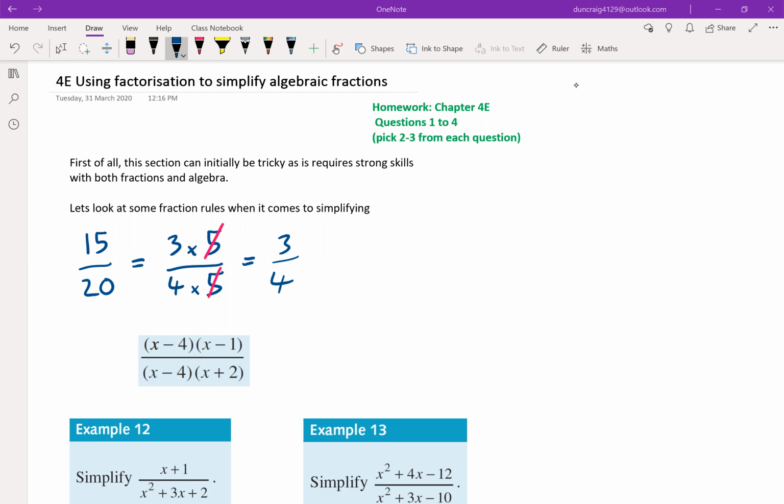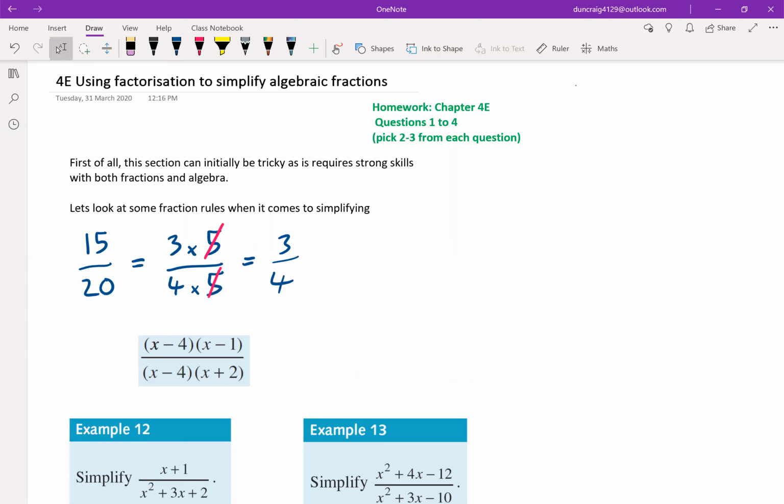It's combining this with algebraic fractions. This part combines both your knowledge of fractions with your knowledge from 4a to 4d. This section can initially be pretty tricky because it requires strong skills with both your fractions and your algebra from chapter 4a to 4d. I'm just going to try and highlight a few points first up.